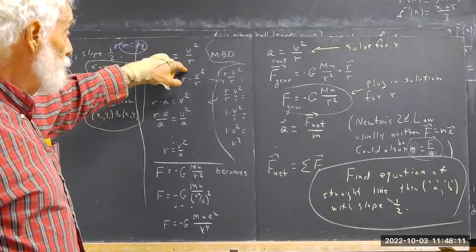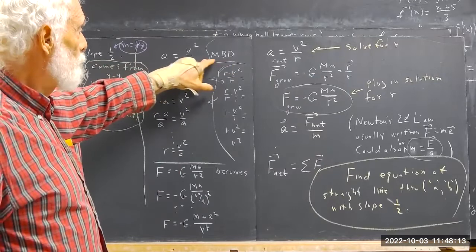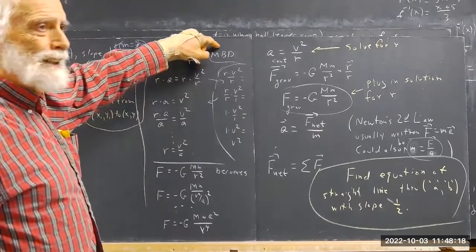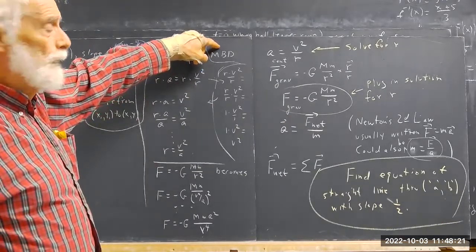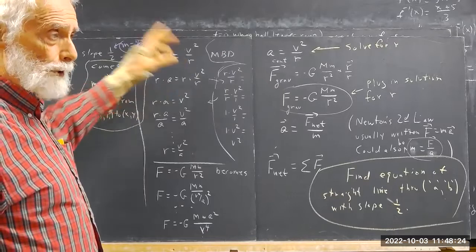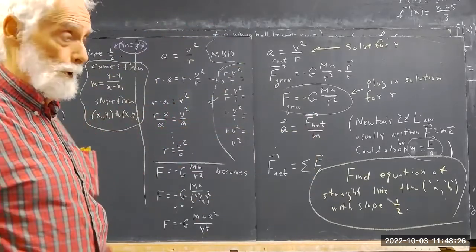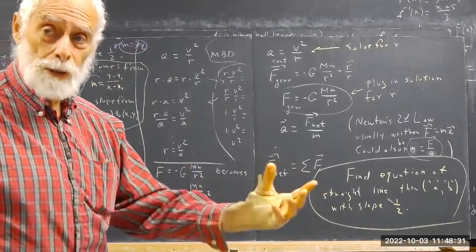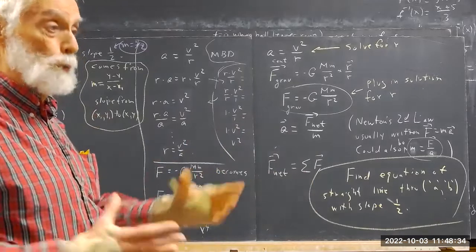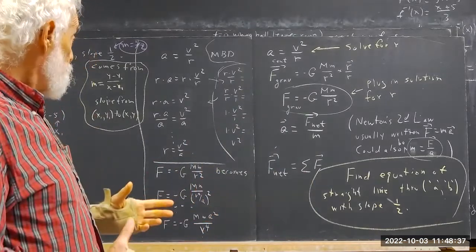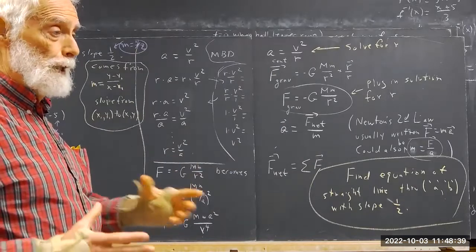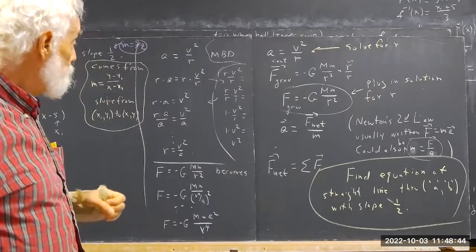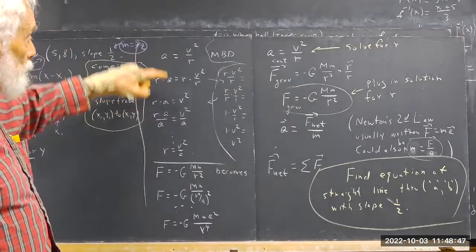So here it is: A equals V squared over R. I use MBD, multiply by the denominator, emphasizing the fact that when you have a denominator in an equation, you multiply both sides by the denominator. If you've got more than one denominator, you multiply by every denominator, or better, by the least common denominator. It'll work if you multiply by every denominator, but with the least common denominator your equation will probably be simpler and cause you less pain. Okay, so we multiply both sides.